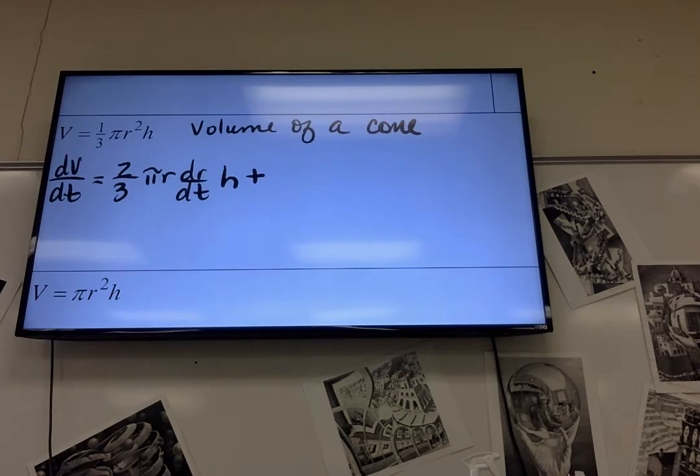dh/dt. What happened to the 1/3? It's still there. I thought we only used the product rule on r squared h. You would take the first, which is 1/3 pi r squared, times the derivative of the second.